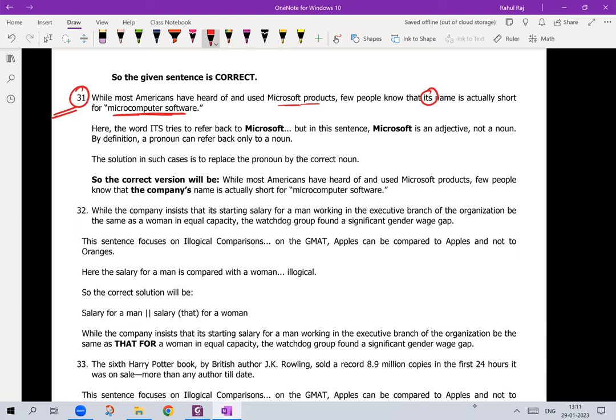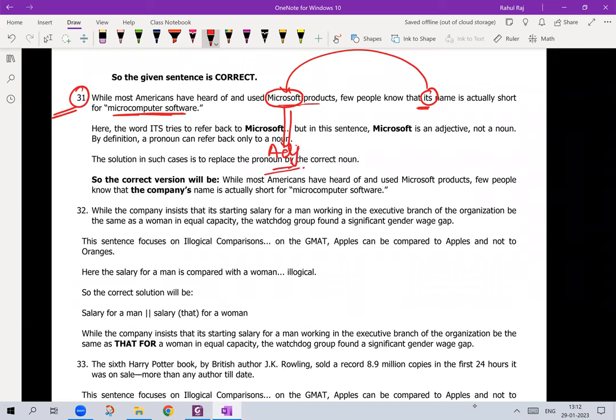So, while most Americans have heard of and used Microsoft product, few people know that its name is actually a sort of microcomputer name. What name? Microsoft's name, right? Or do you feel it is talking about anything else at all? No, Microsoft products. But please understand, the Microsoft product name can't be microcomputer software. It is only Microsoft whose name was microcomputer software, right? Correct, yes. But please understand this, Microsoft is an adjective.